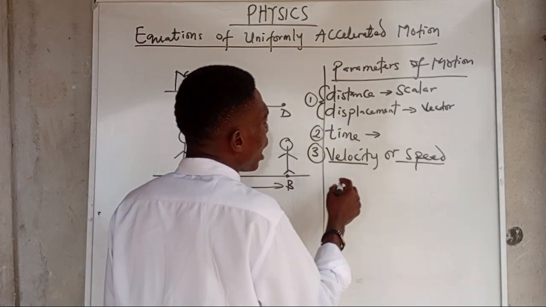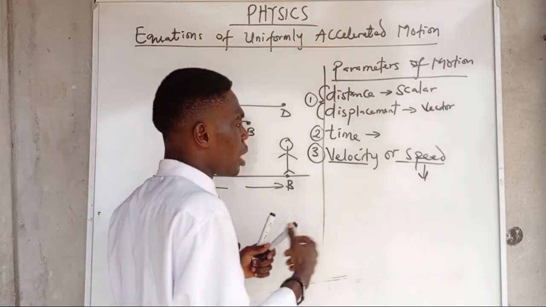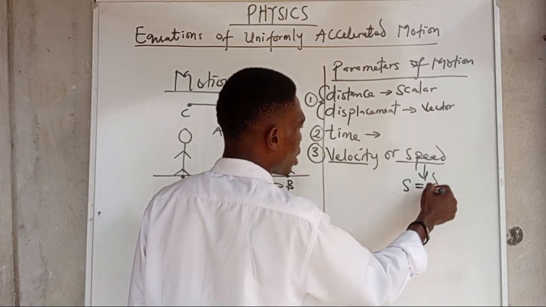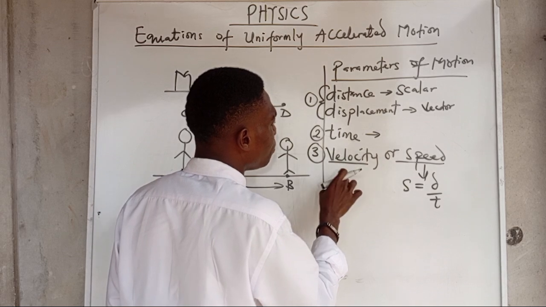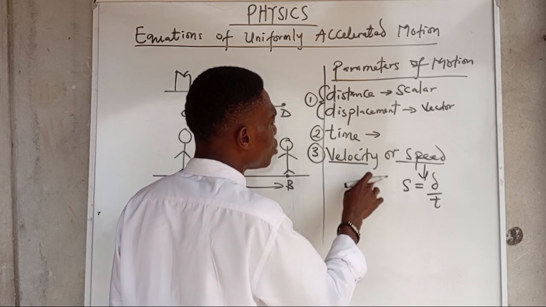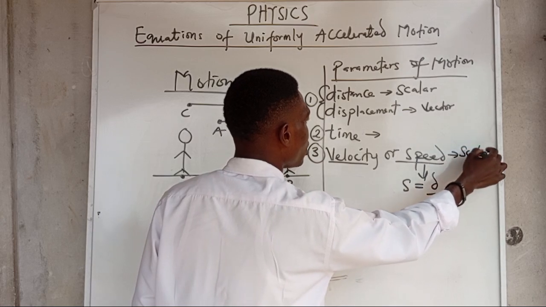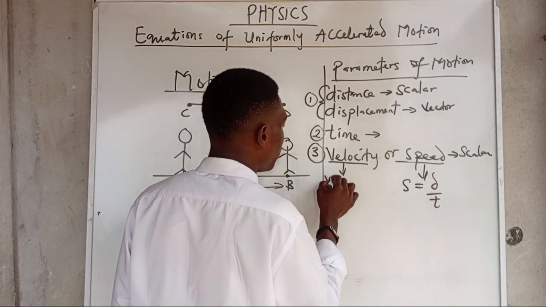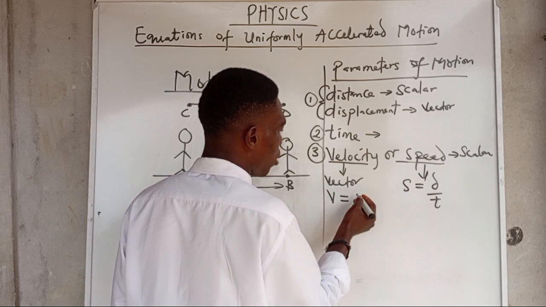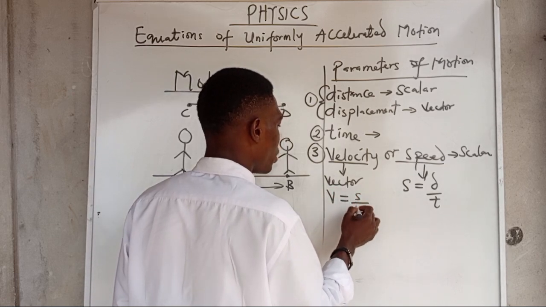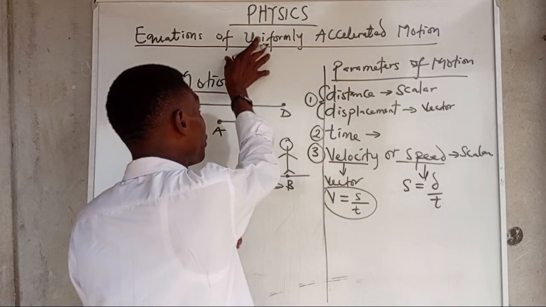Are we together now? And speed is just the rate of change of distance with time. So speed is equal to distance over time. Are we together now? And so velocity is the speed traveled in a specified direction. So speed is a scalar quantity, while velocity is a vector quantity. Velocity v is equal to displacement, you can call it s anyway, over time. Are we following now? But they mean the same thing under this topic.